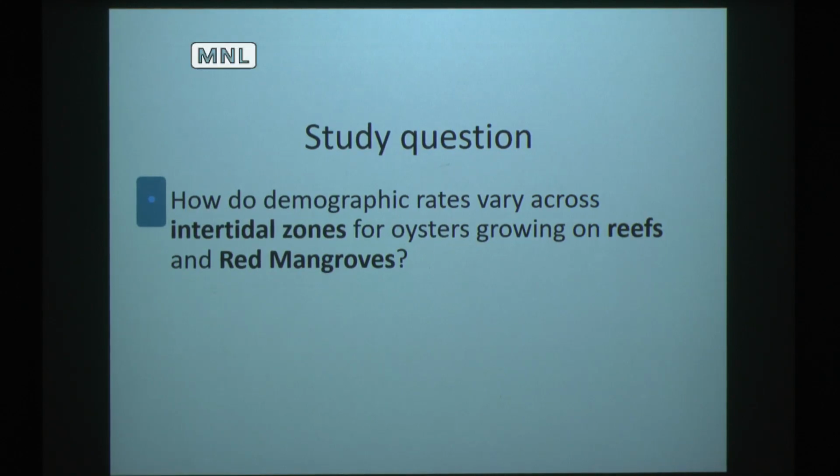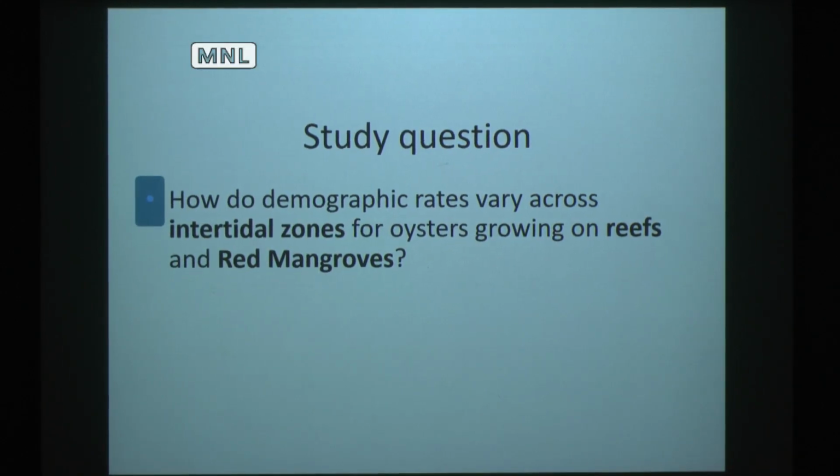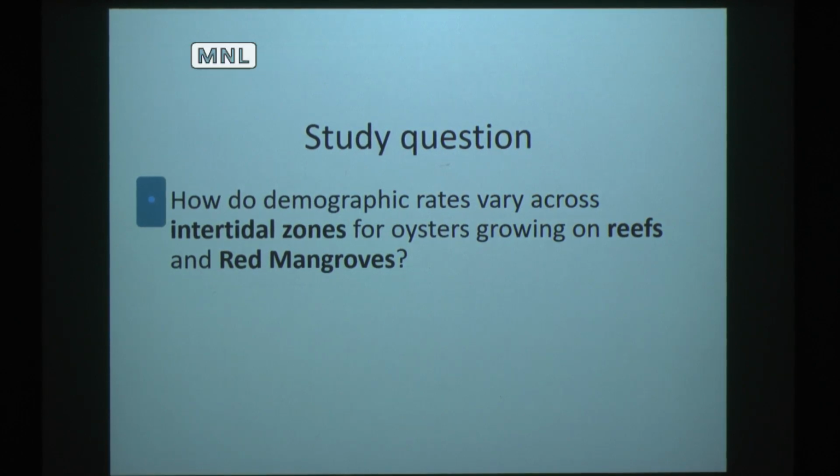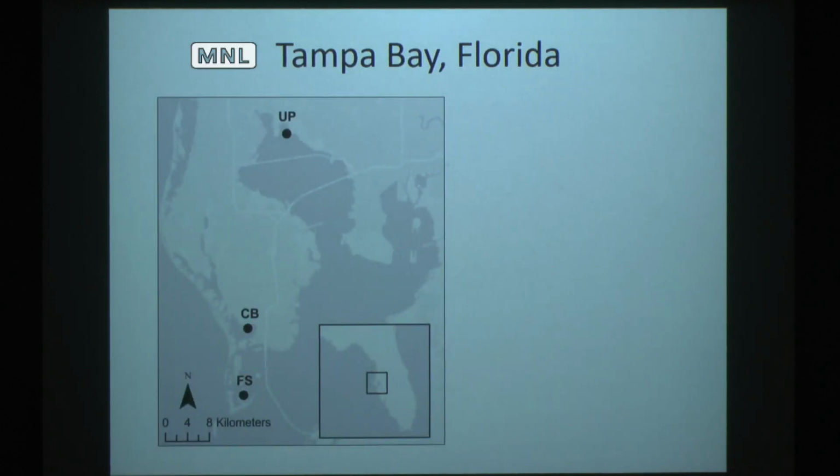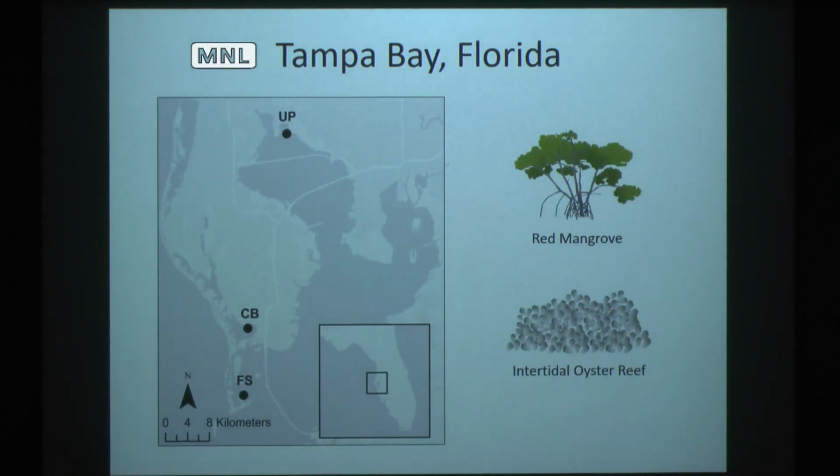Which brings us to my study question, which is how do demographic rates vary across intertidal zones for oysters growing on reefs and on red mangroves? So this study was conducted in our beautiful Tampa Bay, here in our backyard. And I chose sites or locations in Tampa Bay, like Upper Tampa Bay Park, Clam Bayou, and Fort DeSoto, because they had oysters growing on mangrove prop roots, as well as on intertidal oyster reefs.